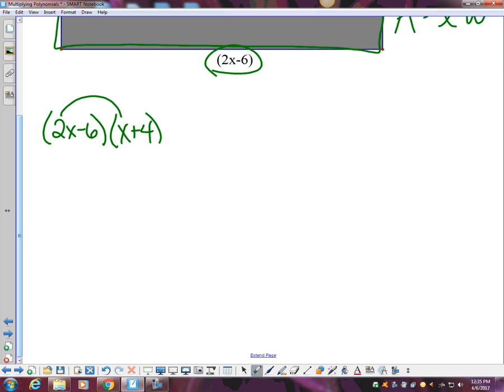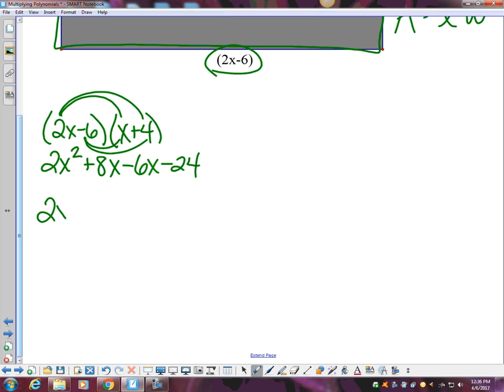Okay, here we go. 2x squared plus 8x minus 6x minus 24. Queen bee, like terms, signs are different. Subtract, take the sign of the bigger number.